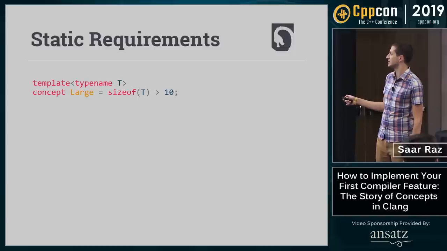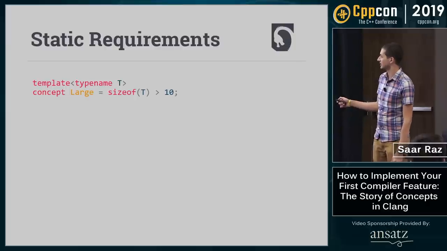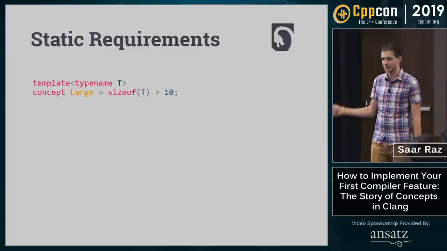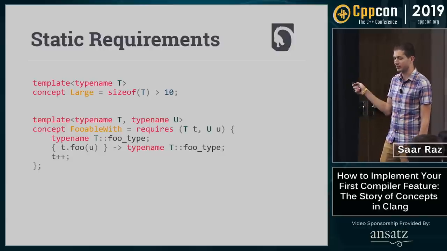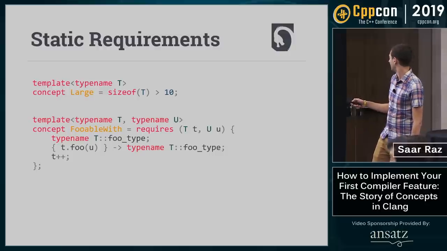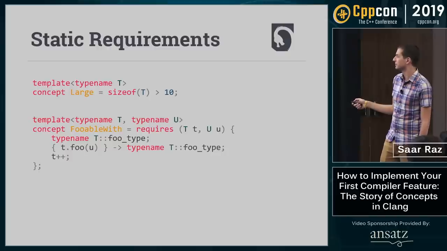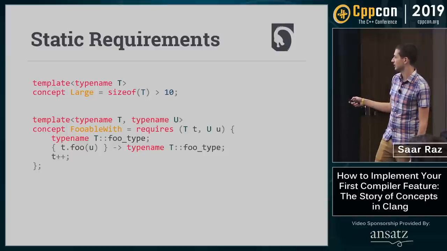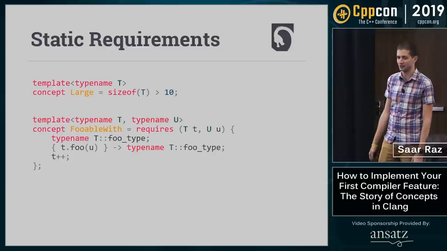You can articulate static requirements using concepts on a set of types or just one type. For example, here I can say the large concept is any type whose size is more than 10, and you can even make more elaborate concepts using the new requires keyword, the requires expression. For example, here I'm requiring that the T type has a foo type inside of it, and if you have a T object and a U object, you can do T.foo, give it U, and get a foo type. You can also increment T, the sort of requirements that you can express using the requires expression.